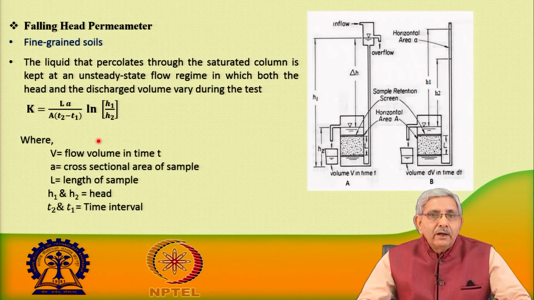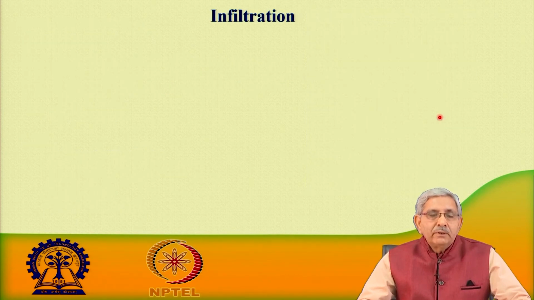For the two time intervals, when T1 and T2 are maintained, the hydraulic conductivity is determined. These are the parameters: V equal to the volume flow rate in time t, A is the cross sectional area, L is the length of the sample, H1 and H2 are the two heads at the two different times being taken, and T1 and T2 is the time interval. These are used to find out the variable head values for the hydraulic conductivity.